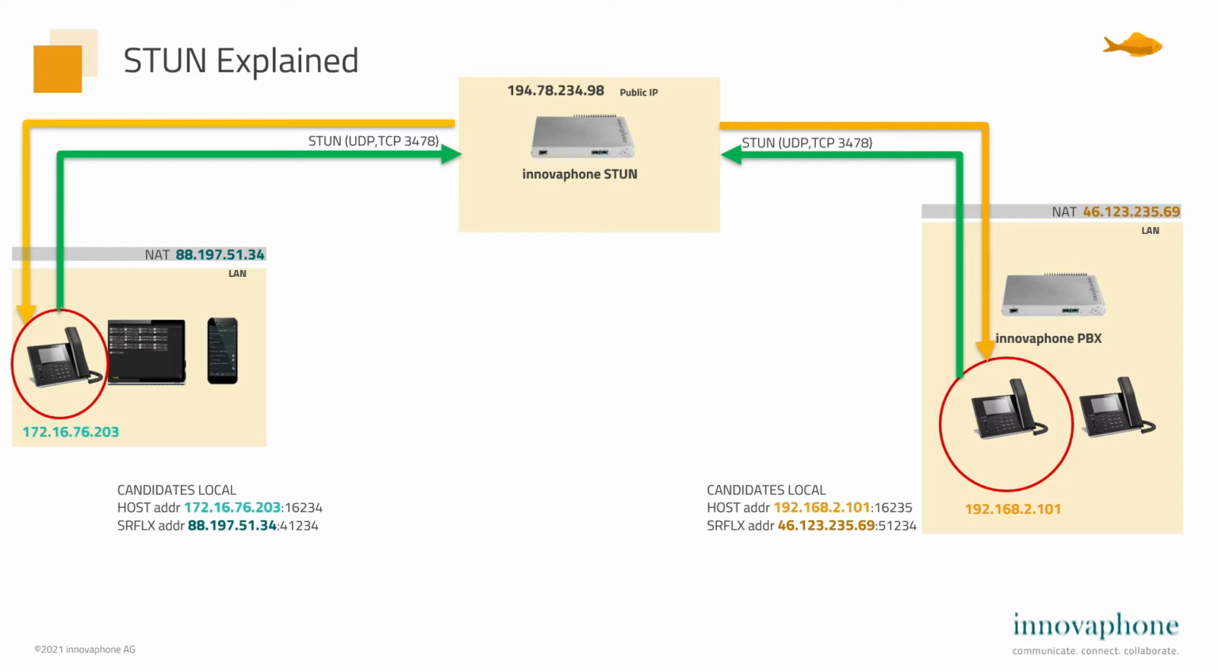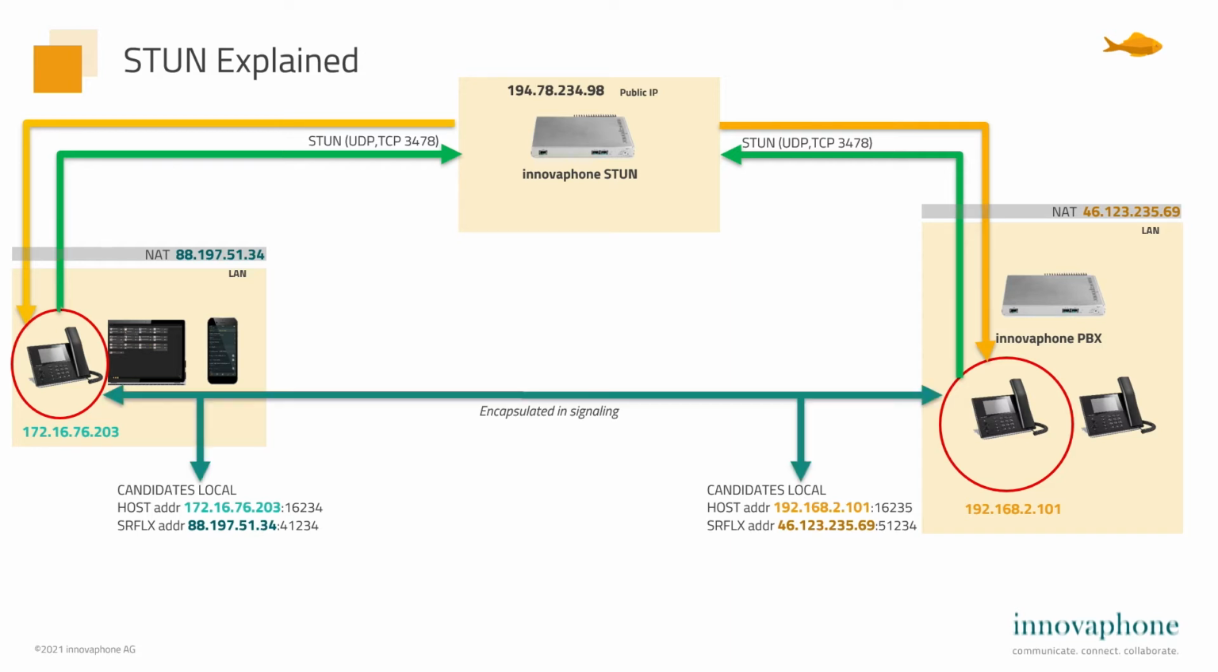Via the signaling of the endpoints, all local candidates will be exchanged with the remote endpoint and show as candidates remote. Now the endpoints will start the ICE checks to verify which IP address, which IP path the RTP audio transport can use. This means the endpoint tries to reach all candidates remote.